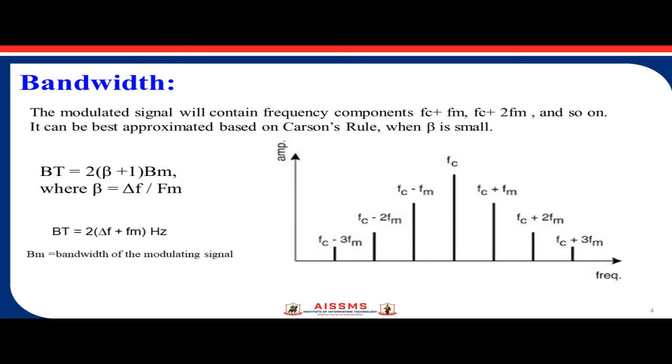The bandwidth of the FM signal can be calculated by the formula bandwidth is equal to 2 Bm (beta plus 1), whereas Bm is the bandwidth of modulating signal. It may be noted that FM requires greater bandwidth than AM. FM signal may require bandwidth which is equal to 10 times as that of baseband signal.